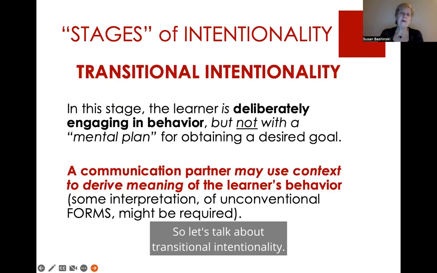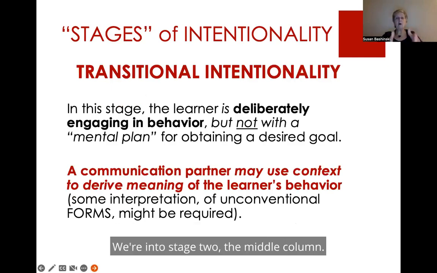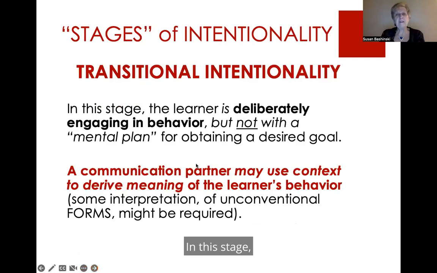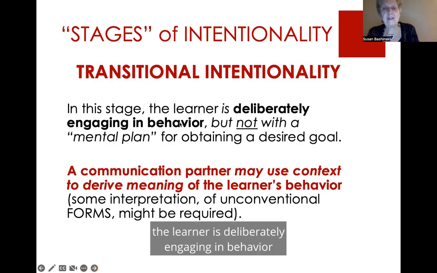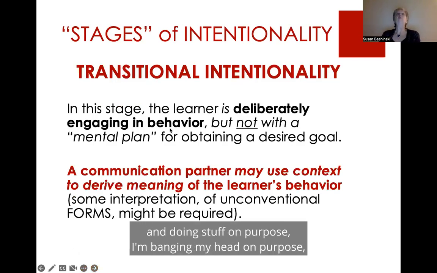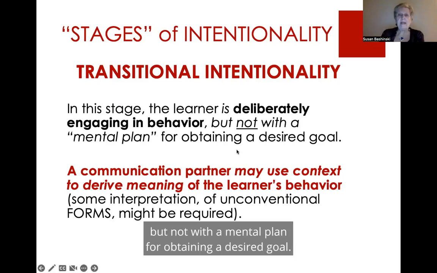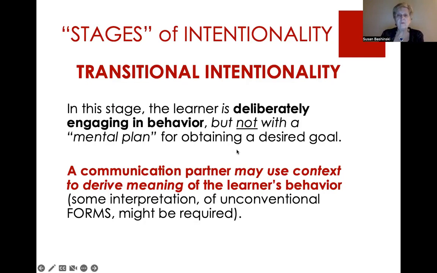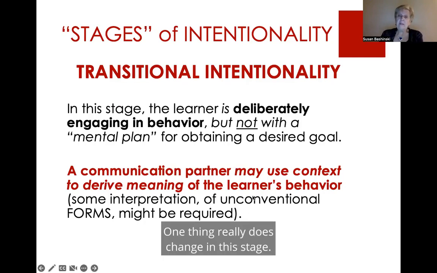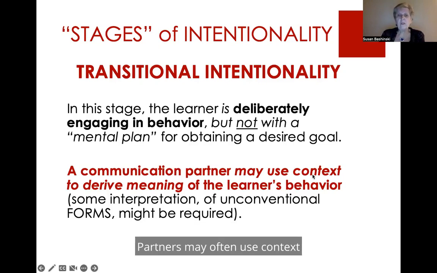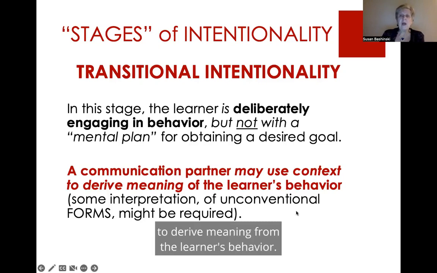So let's talk about transitional intentionality. We're into stage 2, the middle column. In this stage, the learner is deliberately engaging in behavior, doing stuff on purpose, and banging my head on purpose, but not with a mental plan for obtaining a desired goal. One thing really does change in this stage. Partners may often use context to derive meaning from the learner's behavior.